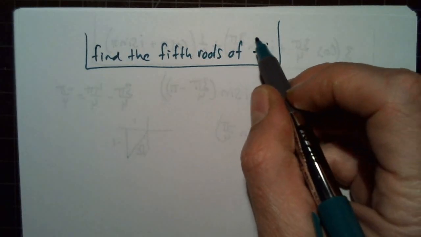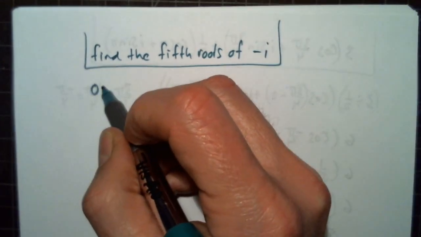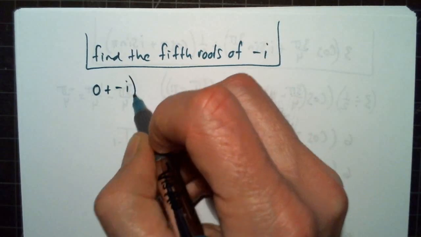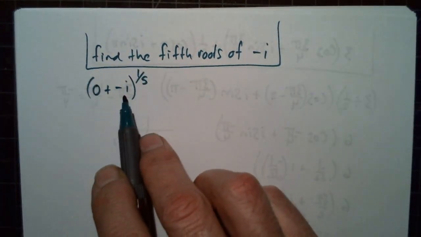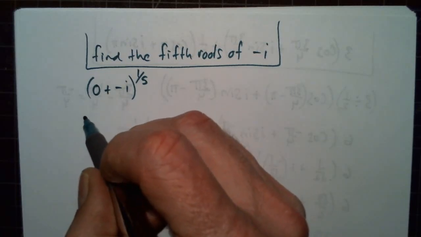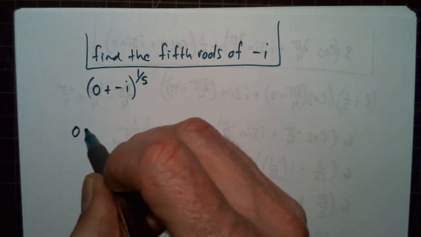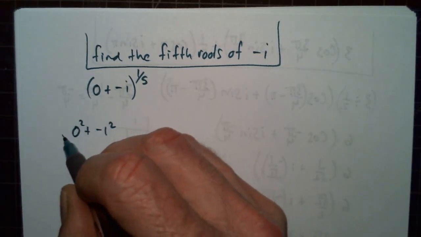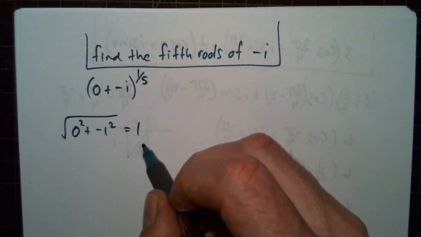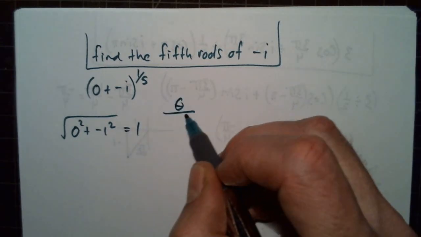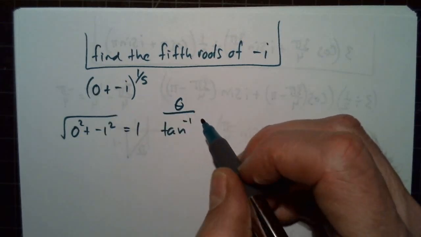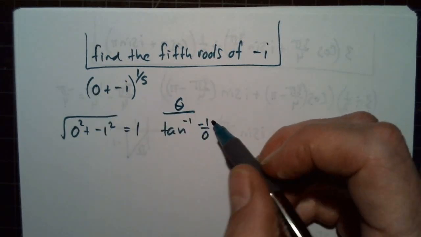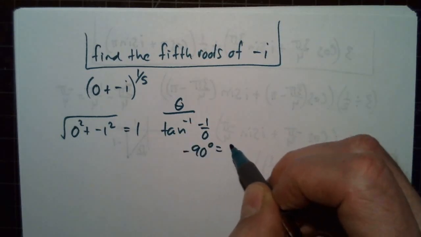Alright, so if you have whatever complex number you have, it'll help to write it in standard form. So the fifth root of 0 plus negative i. This will allow us to find the radius, which would be 0 plus negative 1, and also to find theta, which is going to be inverse tangent of negative 1 over 0, and that means we get negative 90.